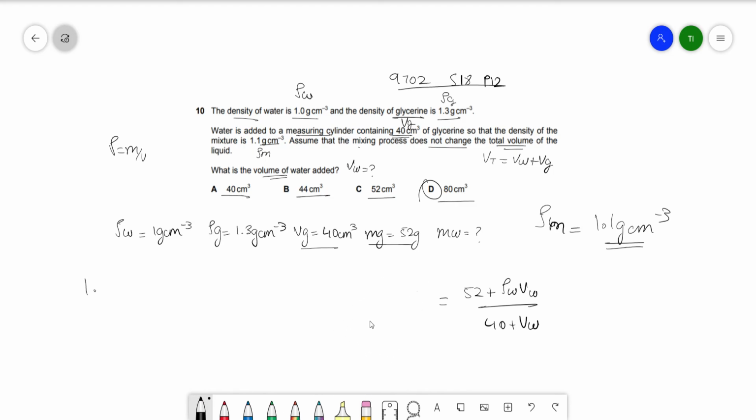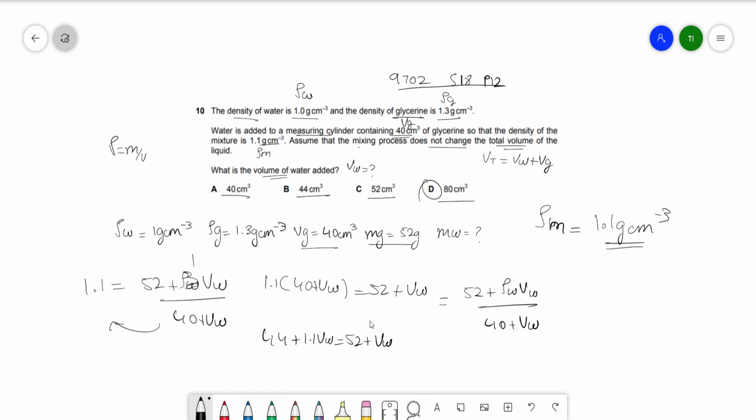So you've been given that 1.1 is equal to 52 plus rho v divided by 40 plus volume of water. Now you know this is 1, right? So you just ignore this. So you bring this here. So 1.1 times 40 plus volume of water is equal to 52 plus volume of water, right? So 1.1 times 40, which is 44. 44 plus 1.1 volume of water is equal to 52 plus volume of water.